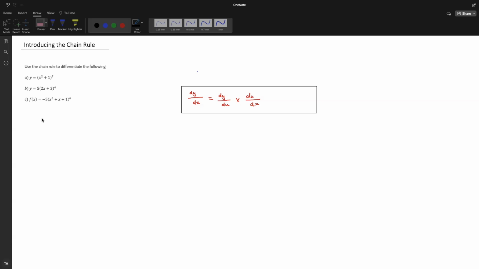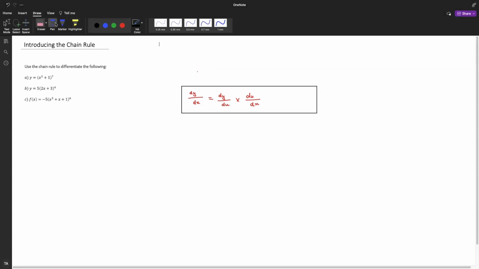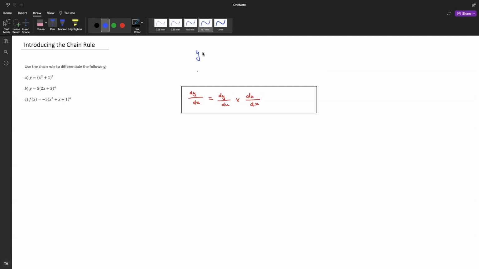When we're looking at the chain rule, we're basically looking at how to differentiate more complex functions, functions that are made up of, you could say, multiple functions. For example, looking at this first question here, y is equal to x squared plus 1 to the power of 7. So far we've looked at questions like how to derive something like x to the power of 4 plus 1, or functions like y is equal to x to the power of 6.